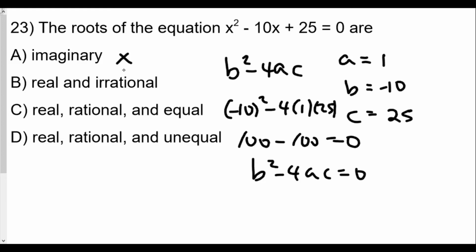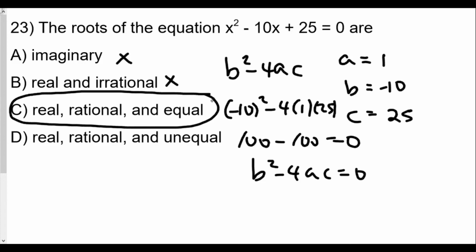And because the number under the radical is 0, we simplify it out, so it's not irrational. But in this case, whenever this squared equals 0, the roots will be equal to each other, meaning the two roots will have the same value. So that would be choice C.